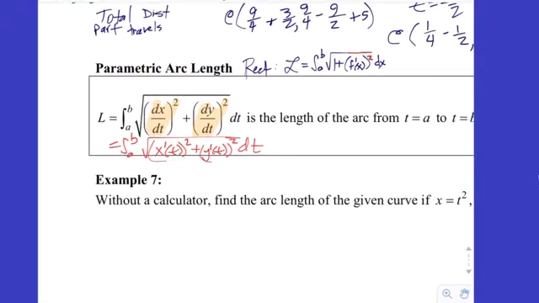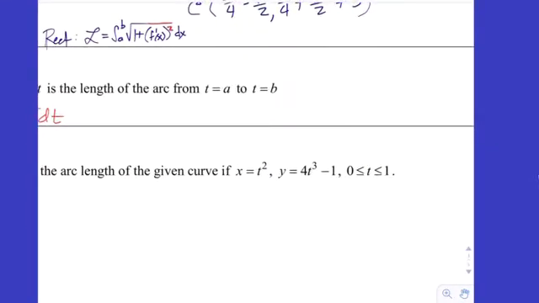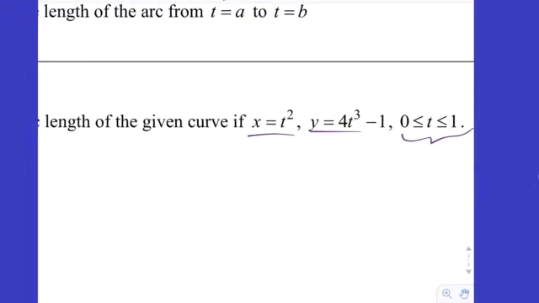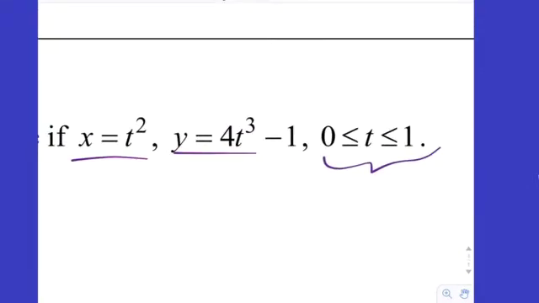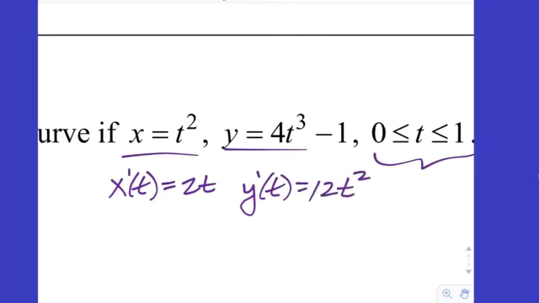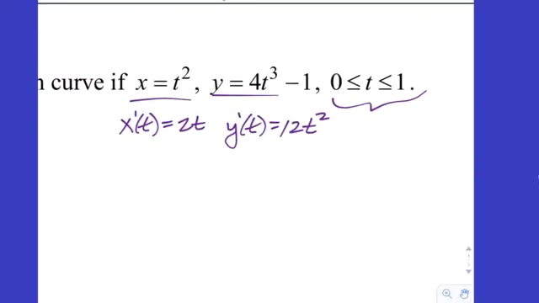All right, example 7. Let's go ahead and figure it out without a calculator, again, the calculator's day off. Find the arc length of the curve given by this and this from t equals 0 to 1. We're going to need the derivative of both of those. So let's find it off to the side. x prime of t is 2t, and y prime of t is 12t squared. So now we have the tools that we need to plug in.